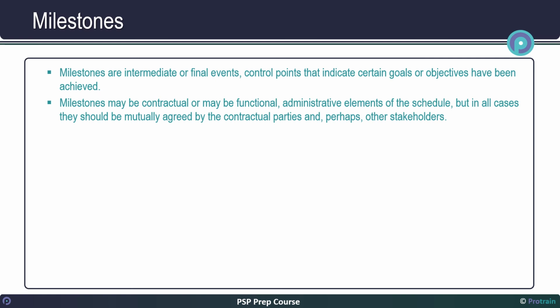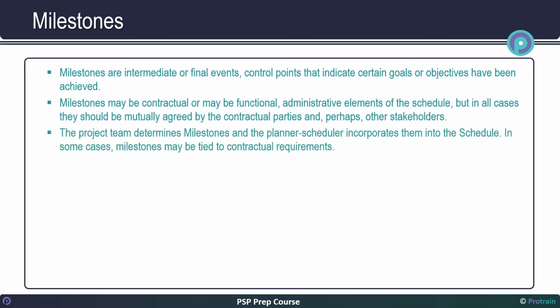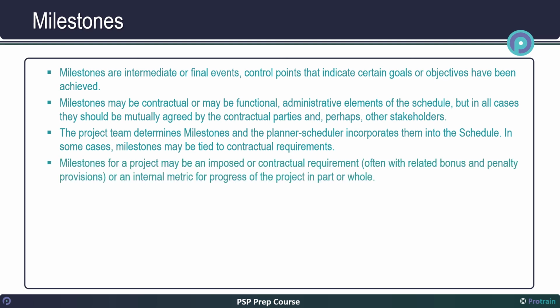The project team determines milestones, and the planner-scheduler incorporates them into the schedule. In some cases, milestones may be tied to contractual requirements. Milestones for a project may be an imposed or contractual requirement or an internal metric for the progress of the project in part or whole.